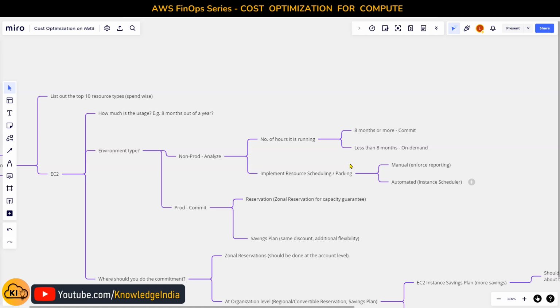And more than automation, it is also about people getting onboarded with the idea that anything which is non-prod needs to be stopped. Otherwise, you will continue to waste money there.